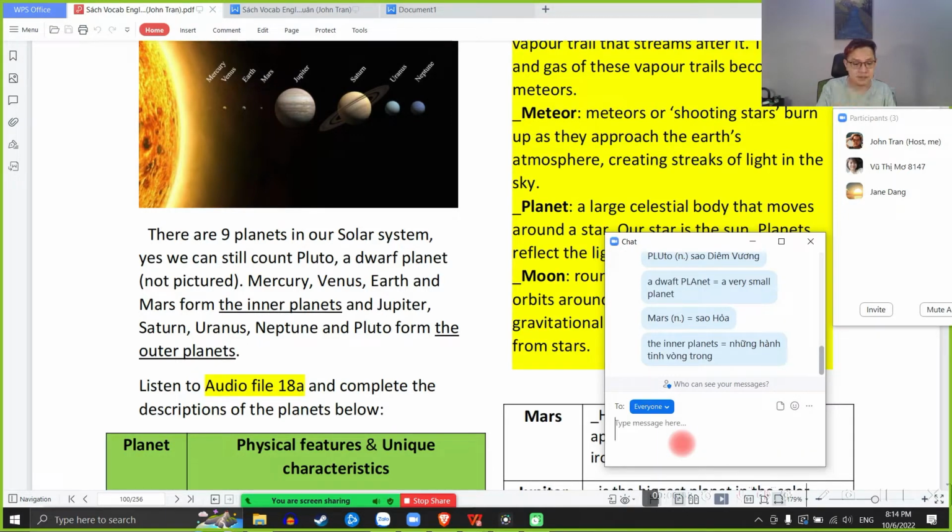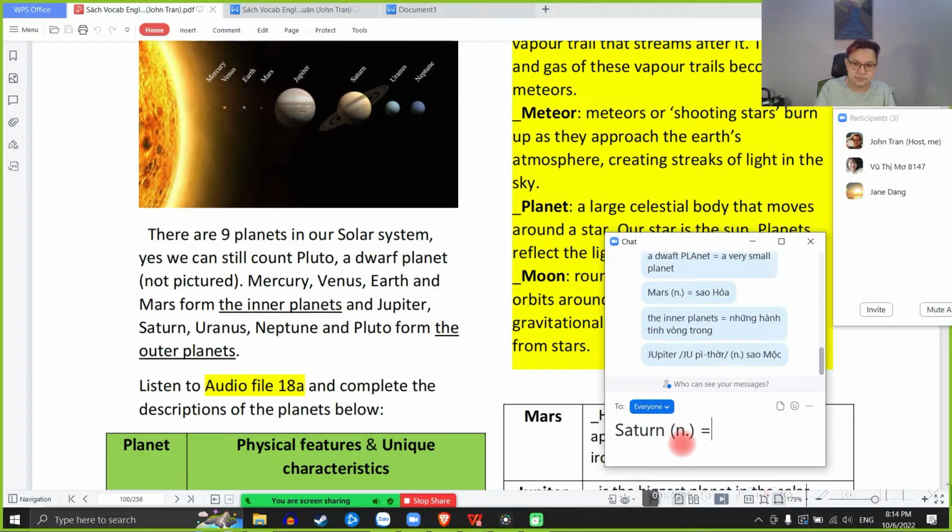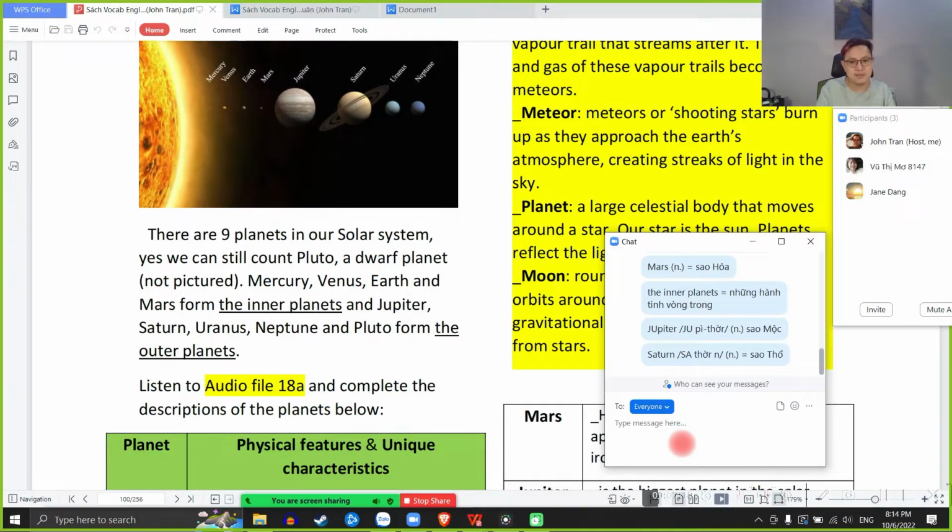Còn Jupiter, so we have Jupiter là sao mộc hay còn gọi là mộc tinh á, sao mộc. Saturn là sao thổ, thổ tinh hay sao thổ đó. Uranus.